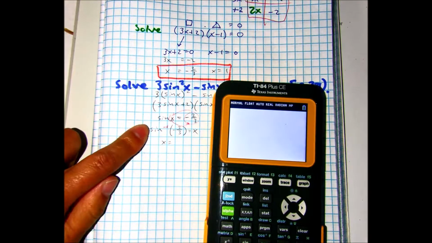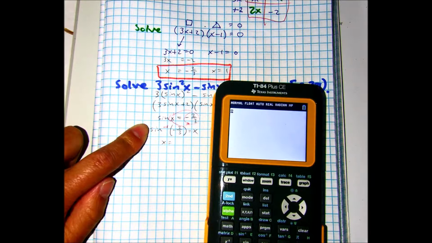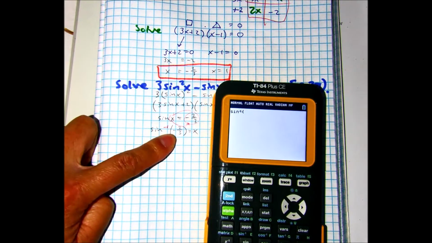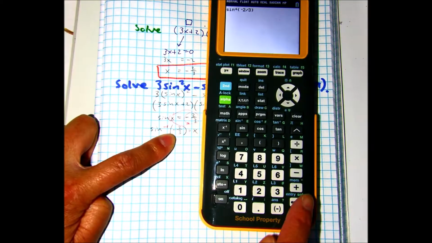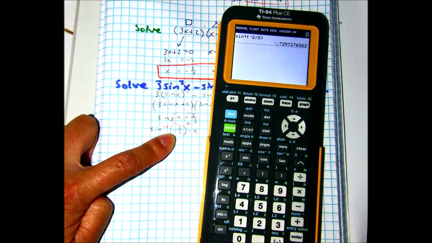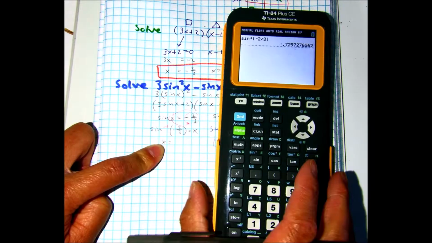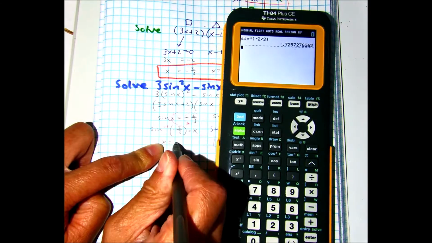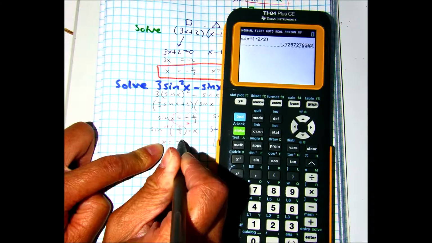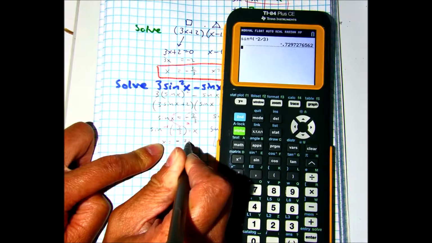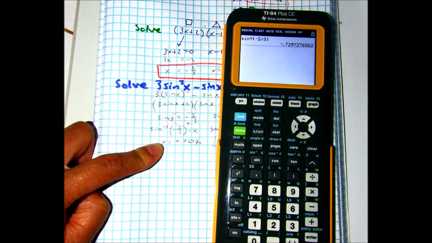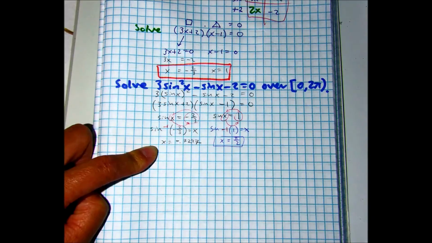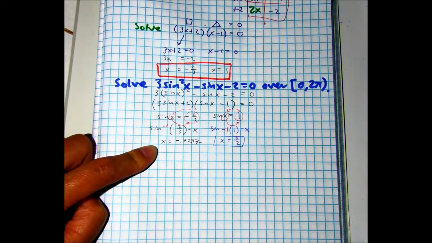I just put this calculator command in. Second sine, negative 2 divided by 3. Remember the negative button is there. Press enter. I get this. X is equal to negative 0.7297. Okay, what does this mean? You are correct. This is radians.